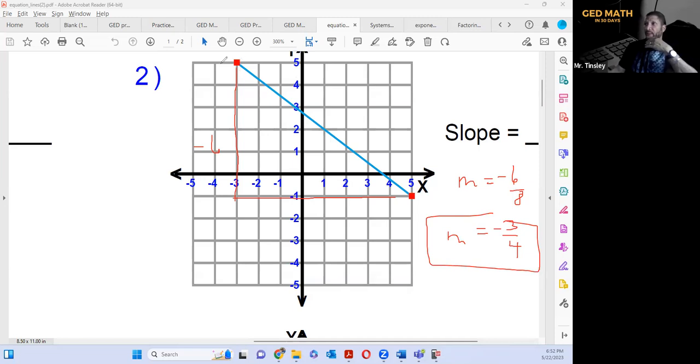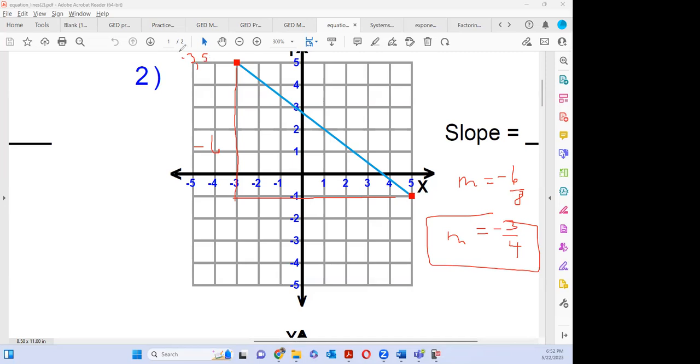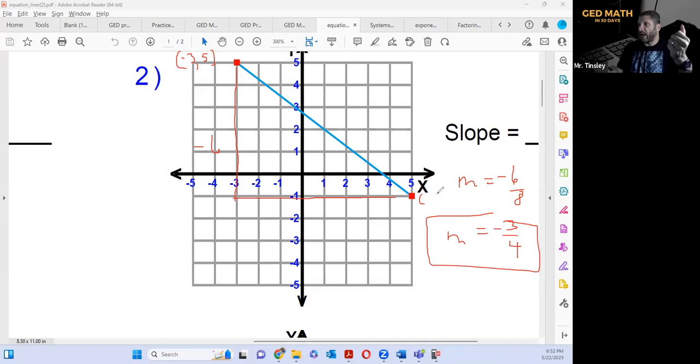So this point is (-3, 5). Oh, I hate this problem already. This one right here is (5, -1). Oh, I hate this problem. Now I see why they didn't tell you to find the equation.